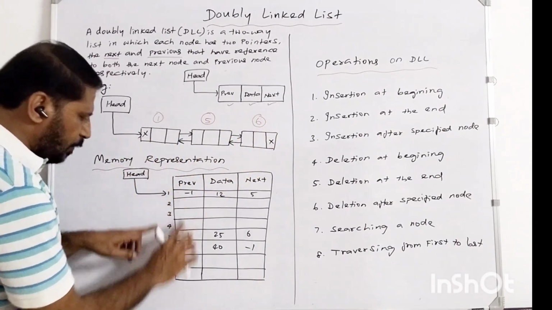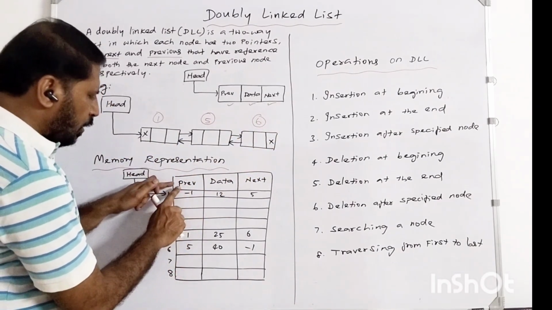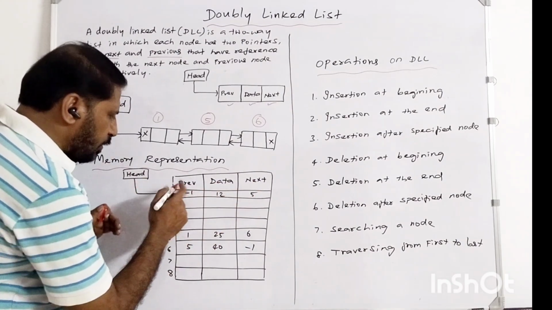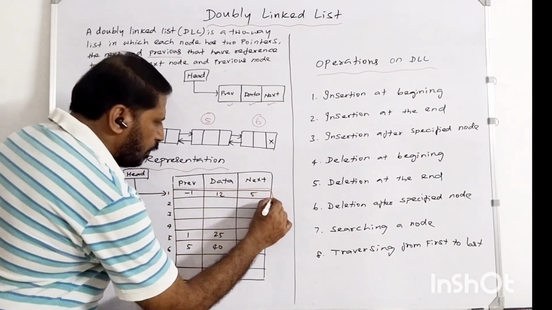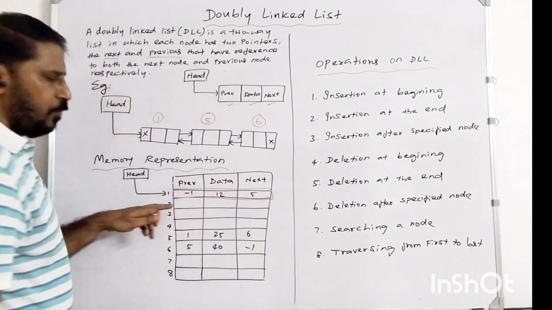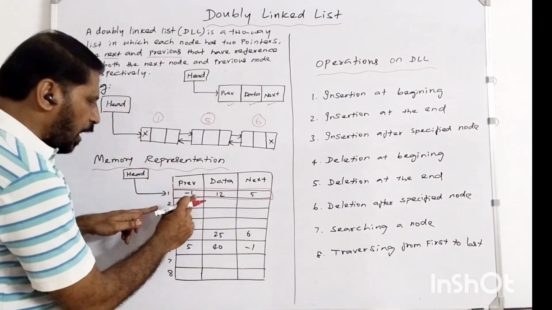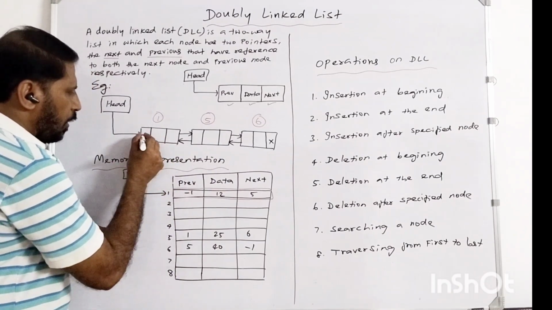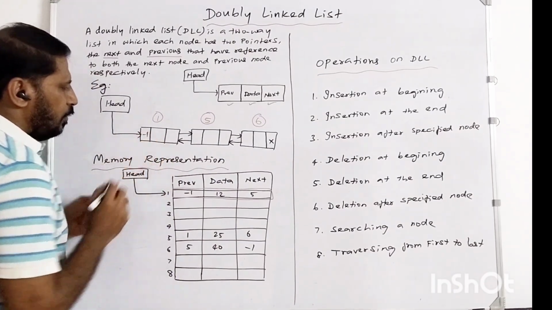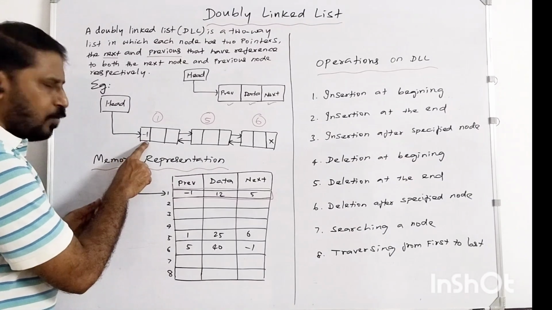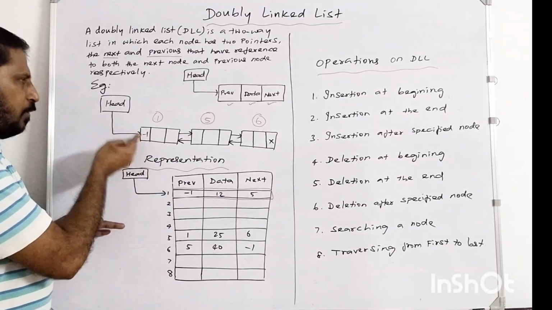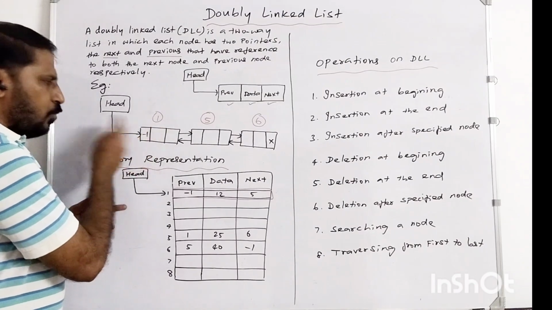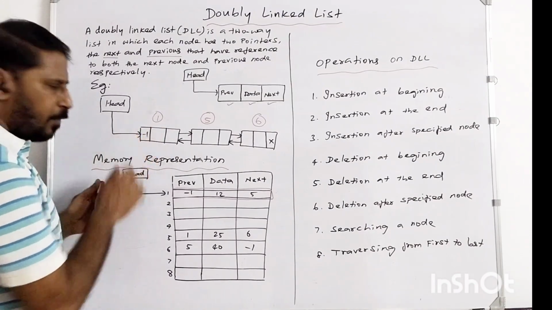Suppose I am taking this memory representation: previous, data, next. You consider this as a single node, and this as a single node. Suppose I am imitating the same values here. This is -1. Why is it -1? There is no previous node. Previous is only head, and head is connected to the first node. So there is no previous node. That's why it is -1.